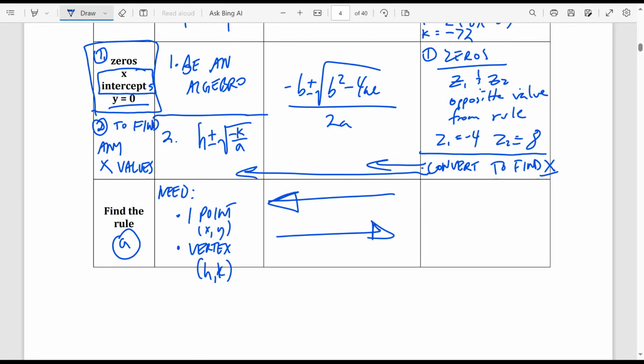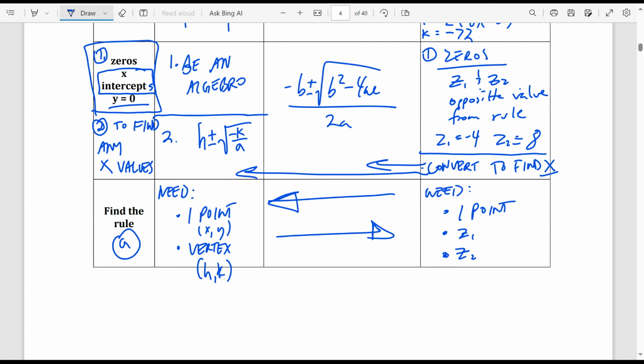Now, last but not least, we're finding the rule of this one. What is it that I would need in order to find this here? Same thing as before. I would need 1 point, and I would need Z1, and I would need Z2. Okay? If I have those three things, then I can solve for the A of that. But if I do not have those three things, I'm kind of pooched. Okay?